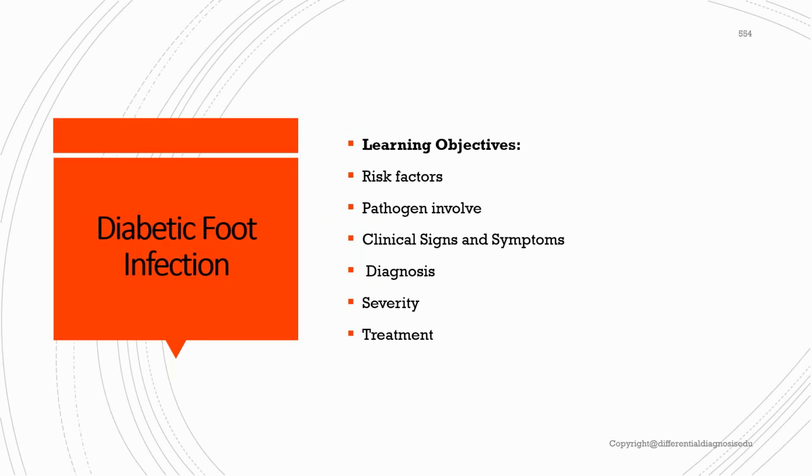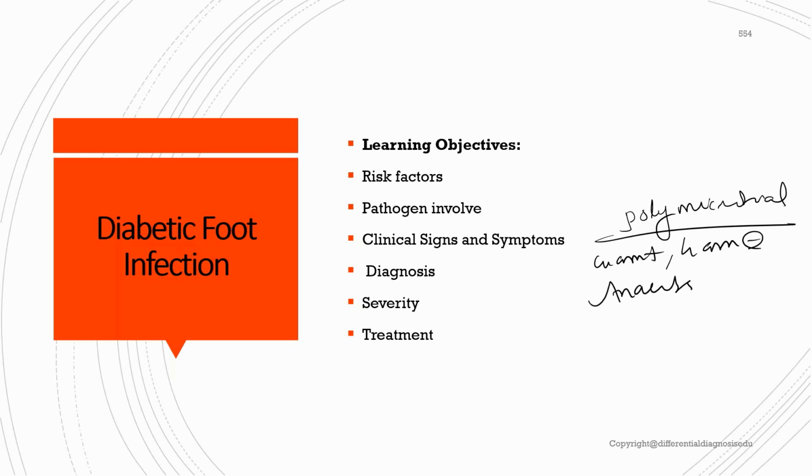Diabetic foot infection. Whenever you have a patient with diabetic foot infection, your antibiotic coverage will be polymicrobial. You have to cover gram-positive MRSA, you have to cover gram-negative Pseudomonas, and you have to cover anaerobes. These are the organisms you have to cover. You can cover with so many different options.